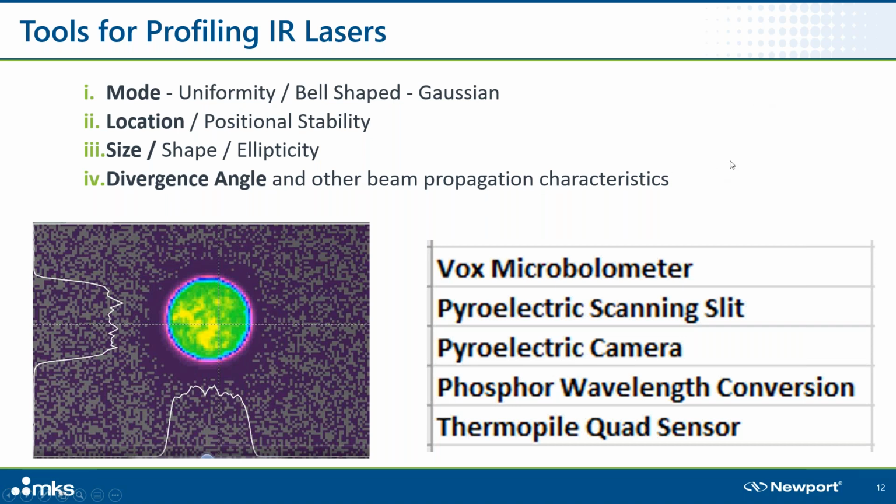So the systems we're going to be talking about today include microbolometer-based camera systems, scanning slits with pyroelectric sensors that will cover this 2 to 30 micron spectral range, pyroelectric cameras, phosphor wavelength conversion products, and, as somewhat of an afterthought, thermal quad sensors, which are not really standard beam profiling systems, but share some of the characteristics of what you would typically obtain from a beam profiling system. We'll go into that in a little more detail.